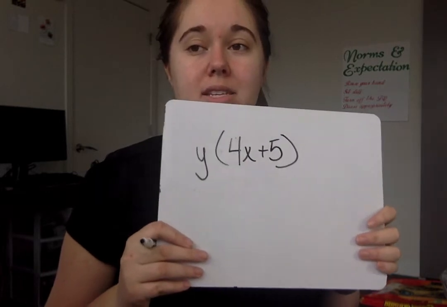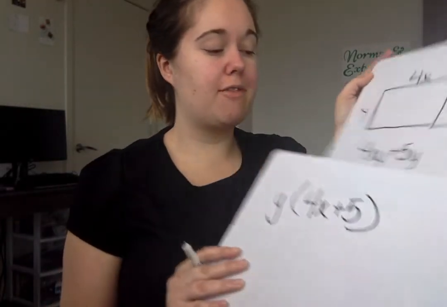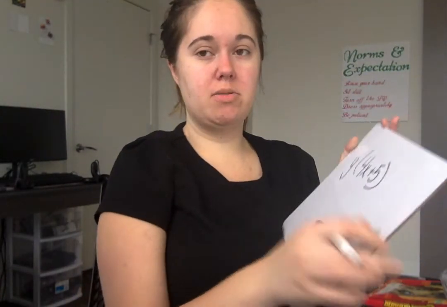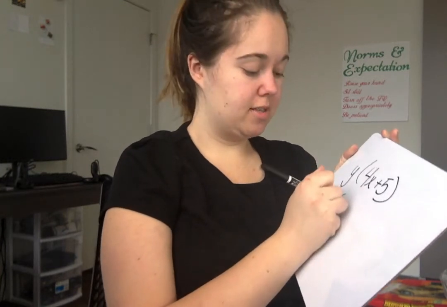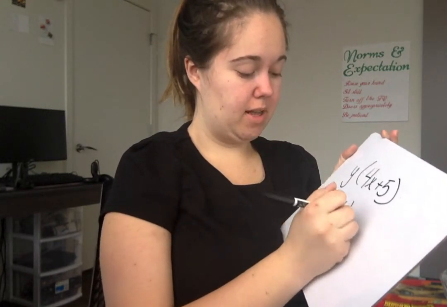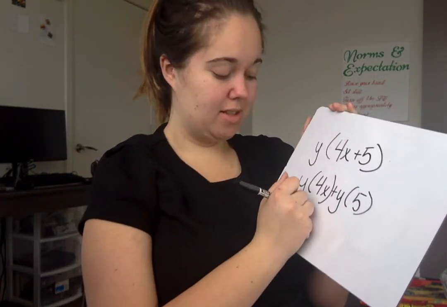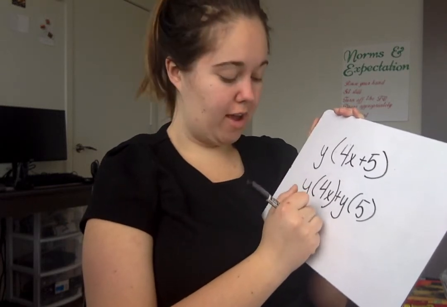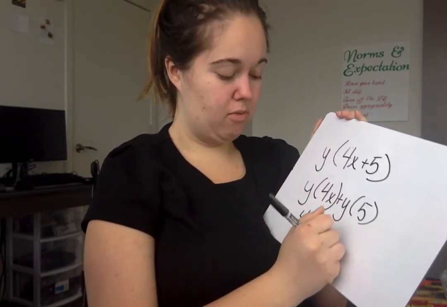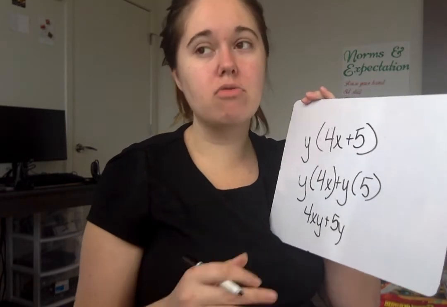How can we rewrite this expression in expanded form? Well, I just did that for you. If we came up with this part first, we would say, okay, y times 4x plus y times 5, and then we would figure out that that ends up being 4xy plus 5y. That's how we rewrite it without using a model to solve it. Yes, there was a model in the first question, but you guys see the point, I hope.